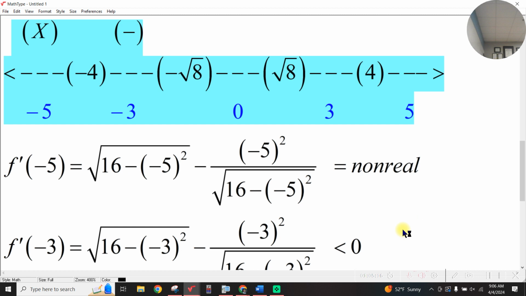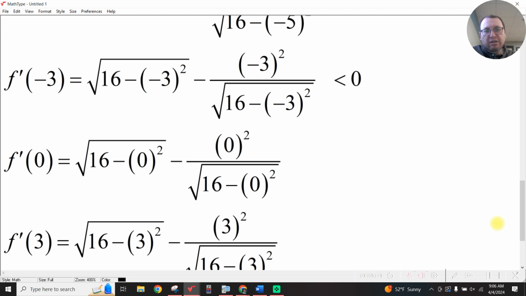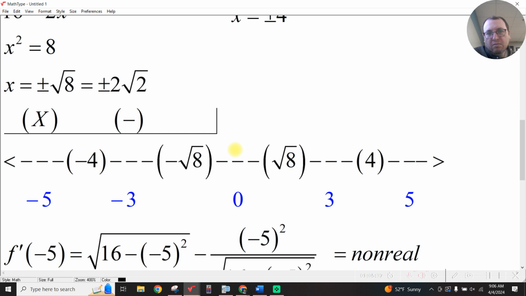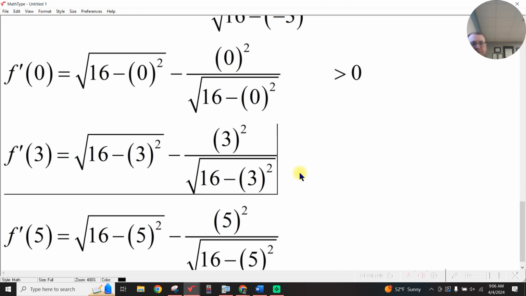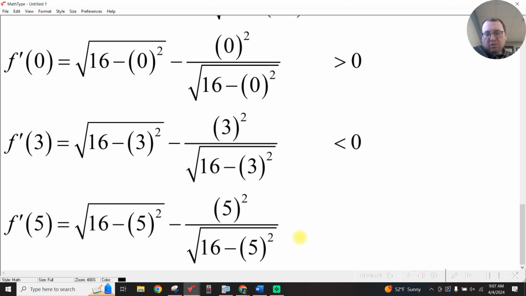When we plug in zero, we get 4. Yeah, we get positive. And just for funsies, when we plug in 3, we get decreasing. And again, at 5, a non-real answer. So negative, positive, negative, non-real answer.